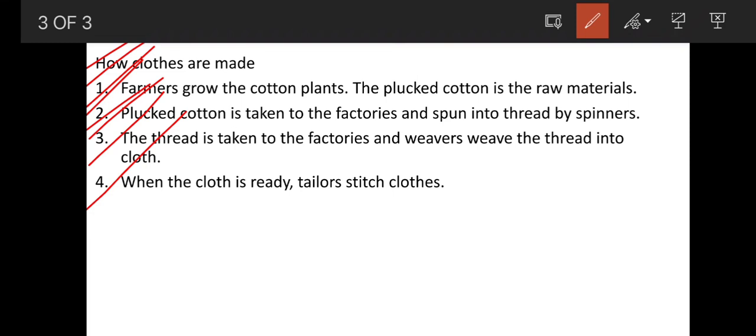Those are known as manufactured goods, and we can buy those manufactured goods from the market. So in this way, clothes are made and reach us. So dear children, I hope you understood about occupations, how flour reaches us, and how clothes are made.